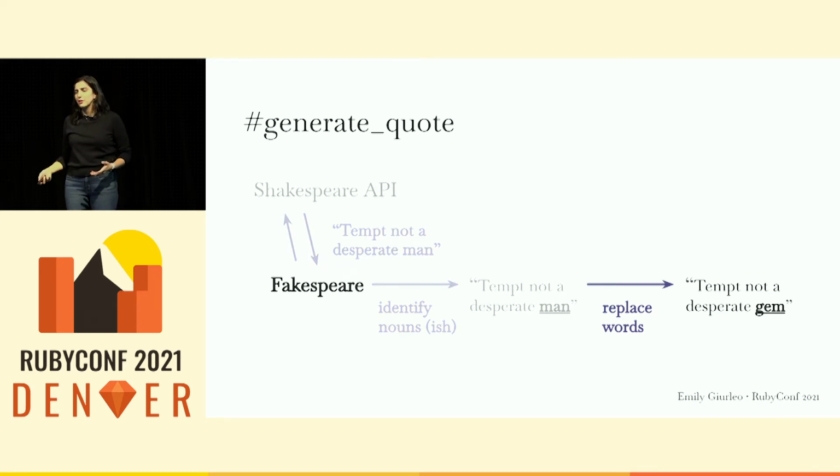The last step of the generate quote method is that it takes those nouns that may or may not be nouns, sometimes they're verbs, in the Shakespeare quote, and it replaces them with randomly generated Ruby words. And so this case is really hard to test without mocking because the words are randomly generated. The outcome is not going to be the same every time. So by mocking that random generation, we can take this non-deterministic part of our test and make it deterministic.